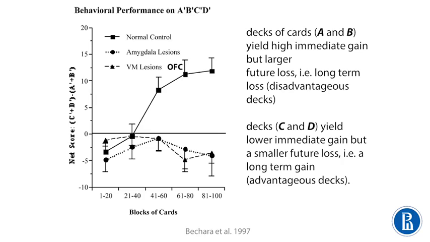Here you see the results of the study, and you see that normal subjects very quickly during the task switch to the optimal strategy. They start to select the advantageous decks. They start to gain more money. And in this task, patients with lesions in the orbitofrontal cortex stick to the disadvantageous deck. They do not learn from the negative outcomes. They lose money. So the orbitofrontal cortex is critical for the learning process based on the outcomes of our decisions.